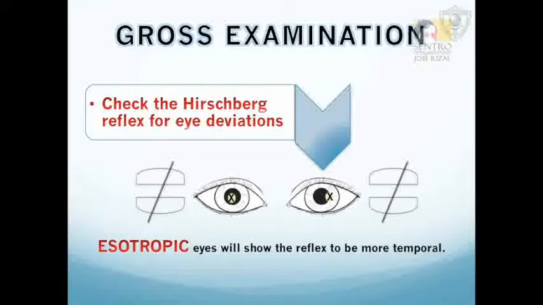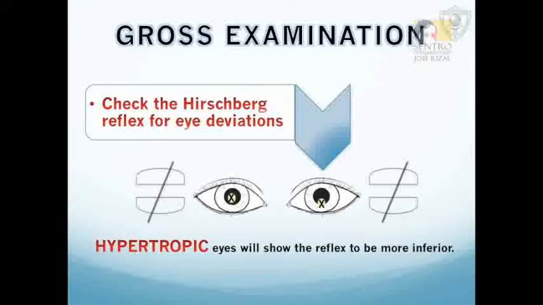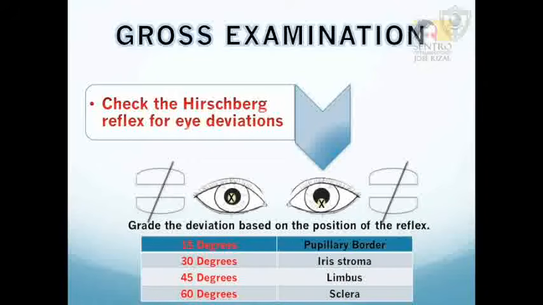Esotropic eyes will show the reflex to be more temporal. Exotropic eyes will show the reflex to be more nasal. Hypotropic eyes will show the reflex to be more superior. Hypertropic eyes will show the reflex to be more inferior. Do not draw cross-eyed entries. The position of the reflex is enough to illustrate the deviation of the abnormal eye.